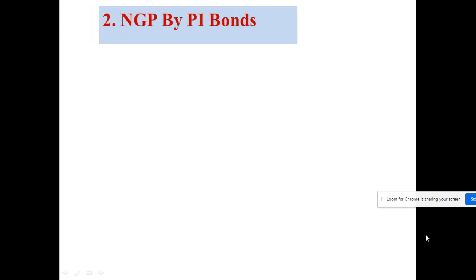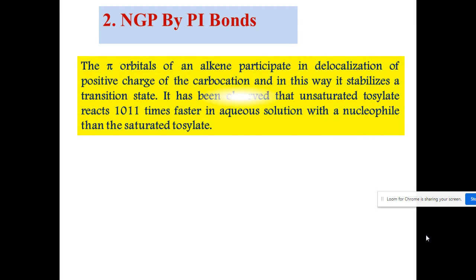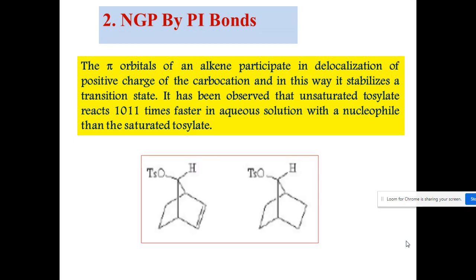Now, coming to the point, NGP by pi bonds. The pi orbitals of an alkene participate in delocalization of the positive charge of the carbocation, and in this way it stabilizes the transition state. It has been observed that unsaturated tosylate reacts 10^11 times faster in aqueous solution with a nucleophile than the saturated tosylate.